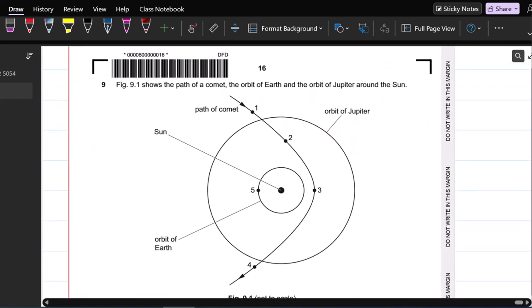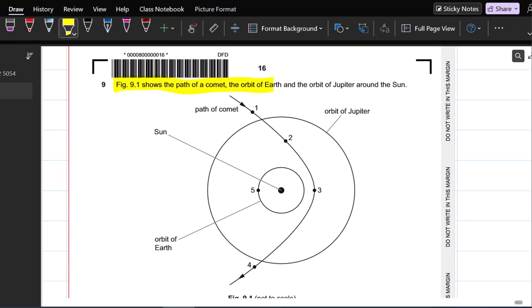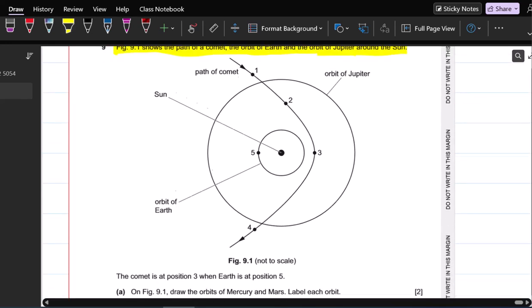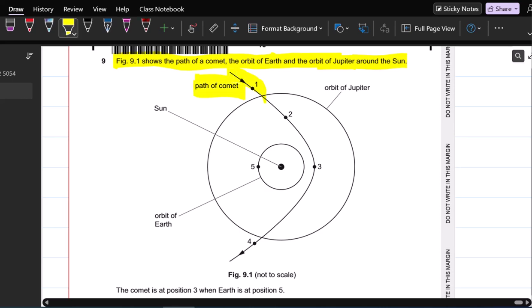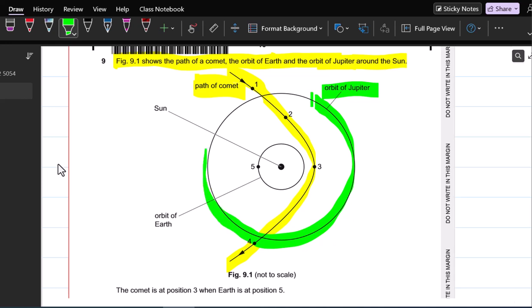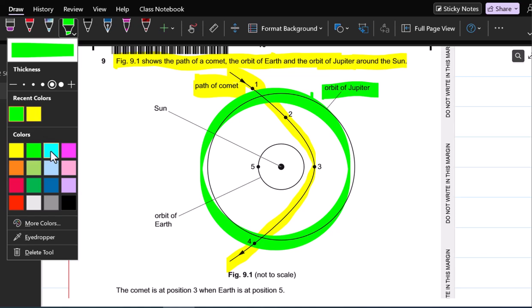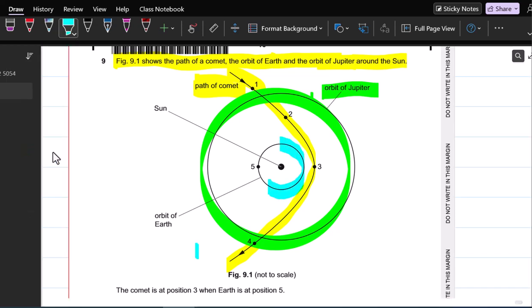Okay, a question regarding space physics. Figure 9.1 shows the path of a comet, the orbit of the Earth, and the orbit of Jupiter around the Sun. You can see here in the diagram, this yellow one is the path of the comet, and we have the path of Jupiter, this green one. Then we have the path of Earth, that is this one, and we have this as the Sun.